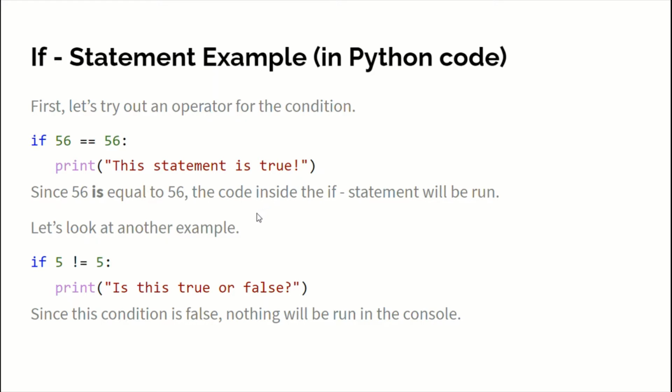Now let's look at another example. So here we have if y is not equal to 5, print is this true or false. Since this condition is false, nothing will be run in the console because y is actually equal to 5.